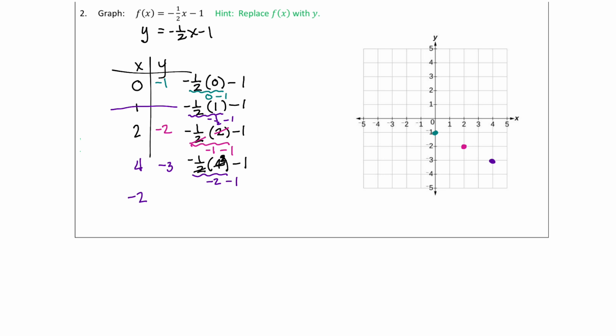Okay, so let's do the last one. Negative 1/2 times negative 2. And the reason I would do this one is because the negatives cancel. 2 and 2 cancel, and now the negative times the negative is a positive. So I get positive 1 minus 1 is 0. Okay, so negative 2, 0 would be right there.